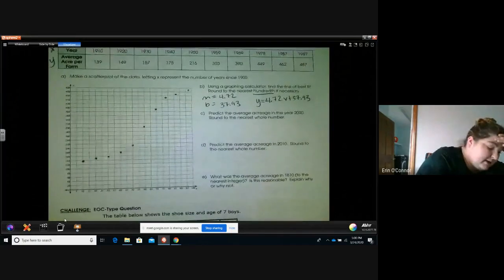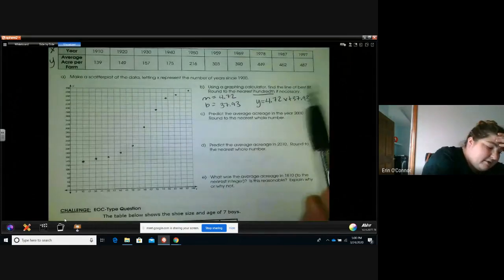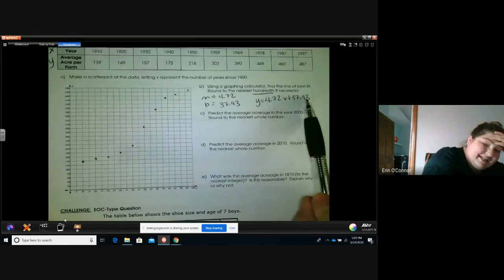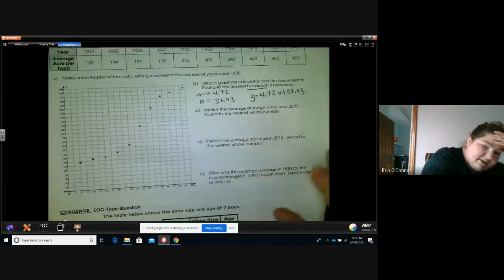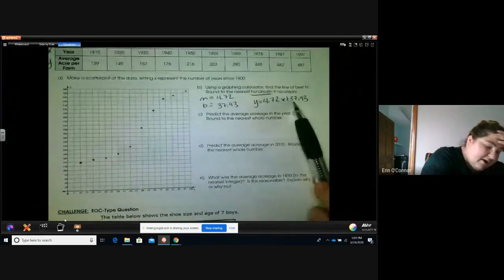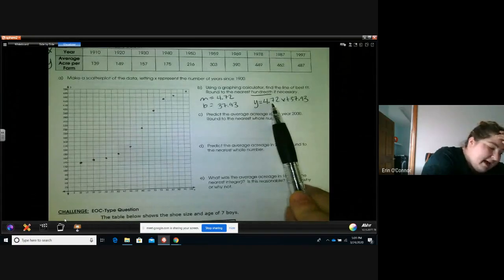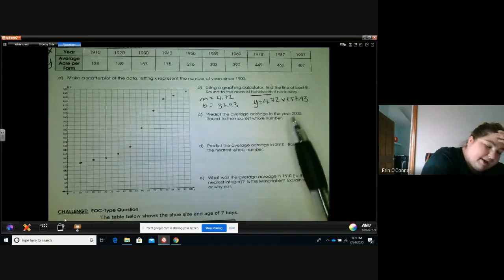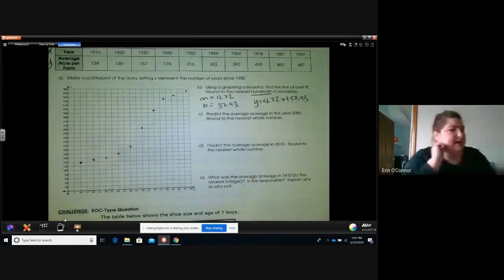All right, let us talk about what this means in context. So in year 0, which would be year 1900 for this, the average size would be 37.93 acres, or around 38 acres. And then the slope, what does this mean? As each year progresses, or as the years increase by 1, the acreage of the farms increases by 4.72, or about 5 acres. That's what this means in context.